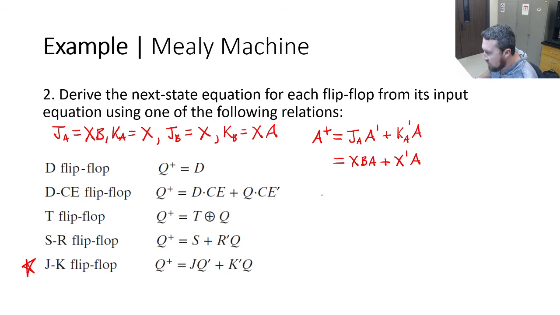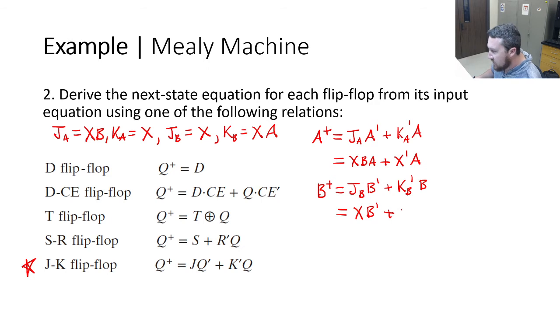Let's see. Now we've got B plus, which is going to be JB and B prime, or KB prime and B. And JB is equal to X, so that's going to be X and B prime, or KB is equal to XA, so that's going to be X, A, all of that prime, and B.